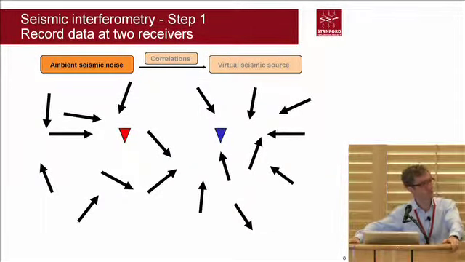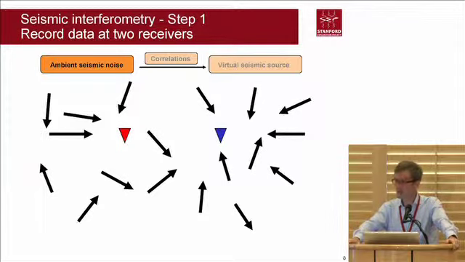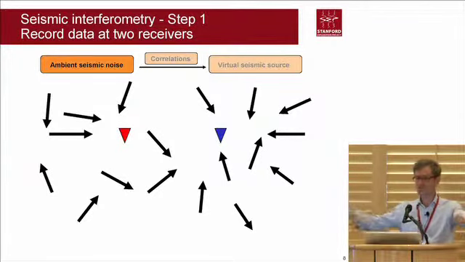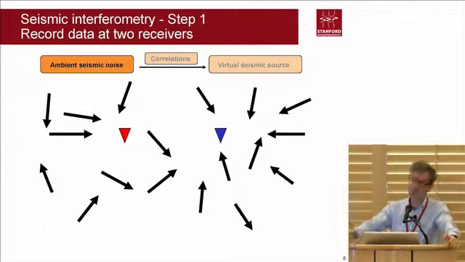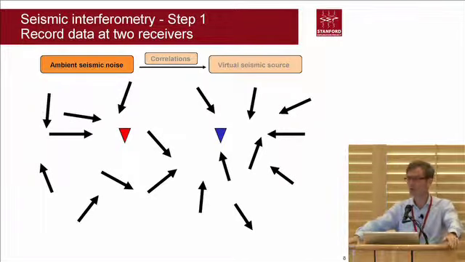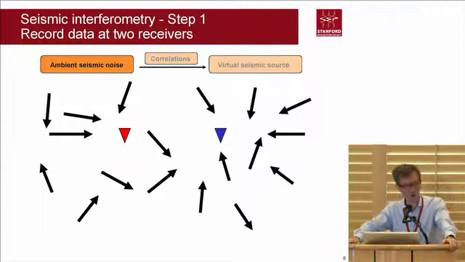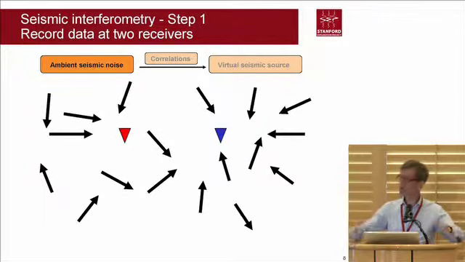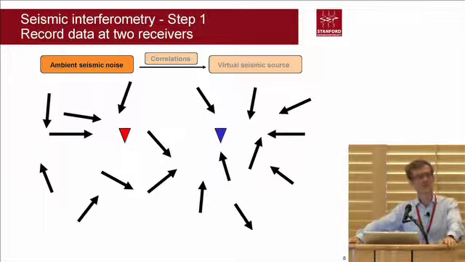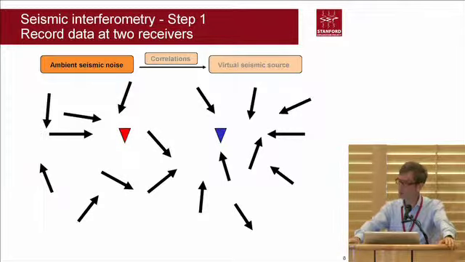Let me describe the concept of the method of seismic interferometry. Those two triangles are two receivers, in this case in a volume. Those arrows mean seismic waves going back and forth. That is what we call ambient seismic noise, and this is the energy that we are going to leverage. So there is no need to inject seismic energy in the subsurface. We are going to use what naturally is there.